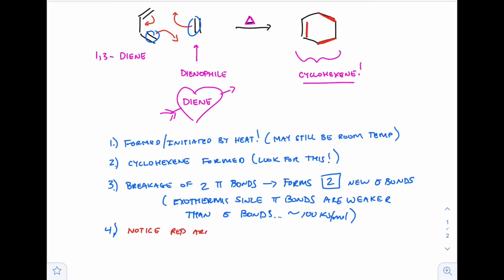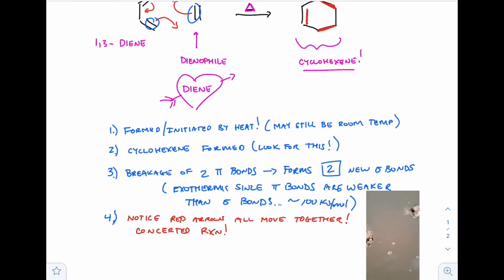And number 4, we want to notice the red arrows are all moving together, right? And so that means that the mechanism is a concerted mechanism.